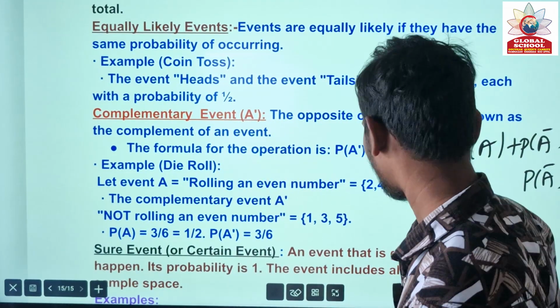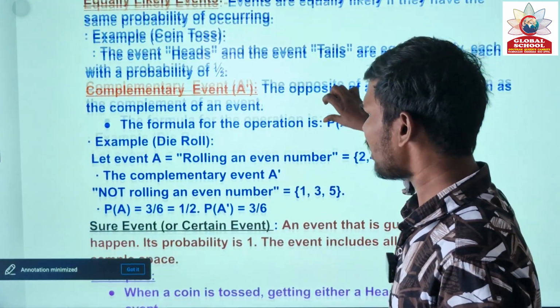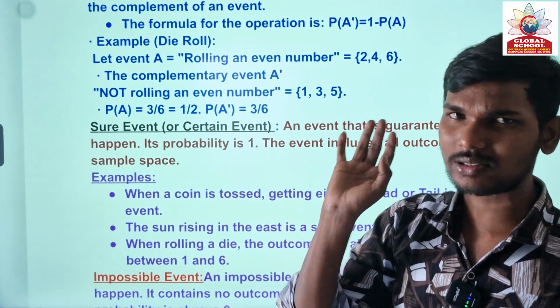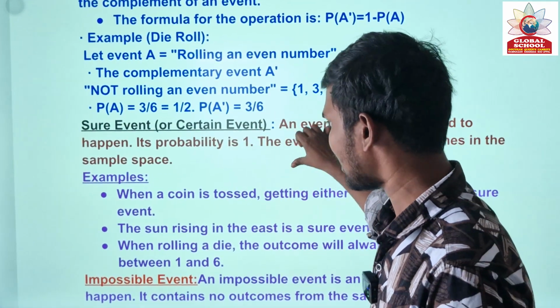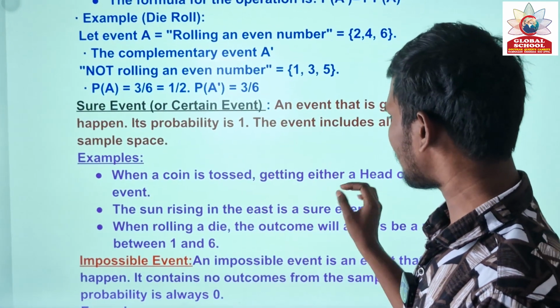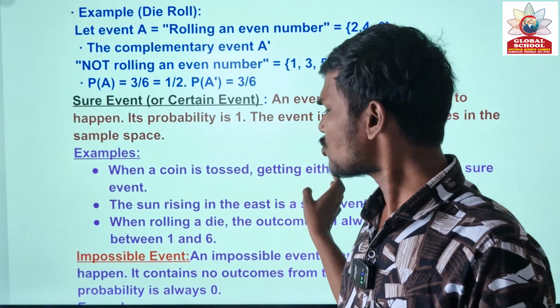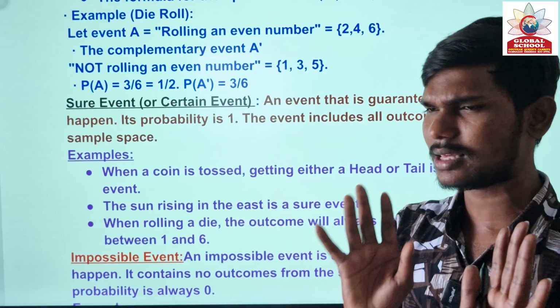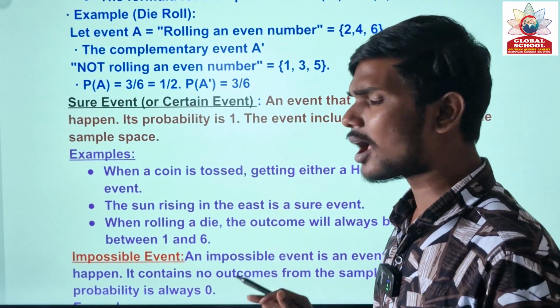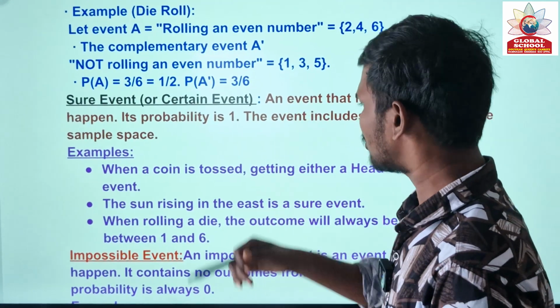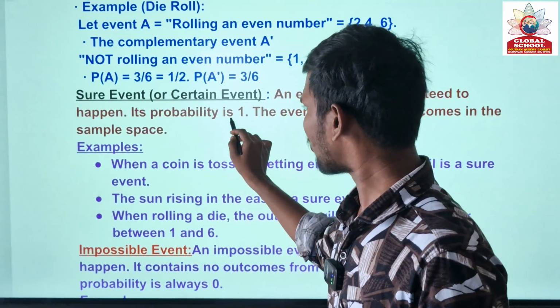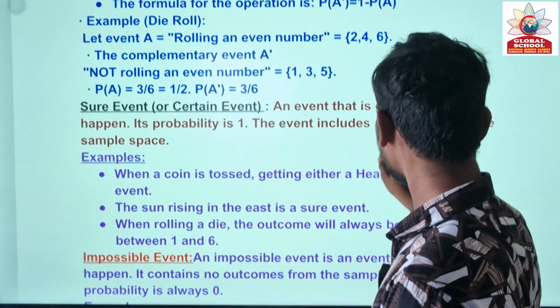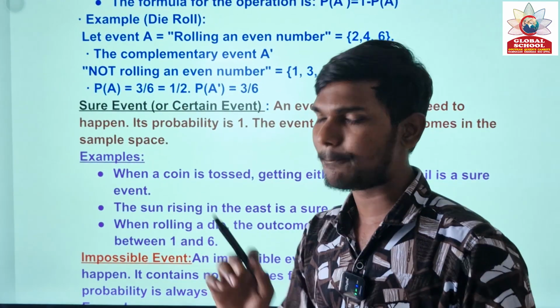Next, sure event. A sure event means the event must occur. That event is called a sure event. Example: the sun rising in the east is a sure event. The sun always rises in the east, so it compulsorily occurs. The probability of a sure event is 1. The event includes all outcomes of the sample space.